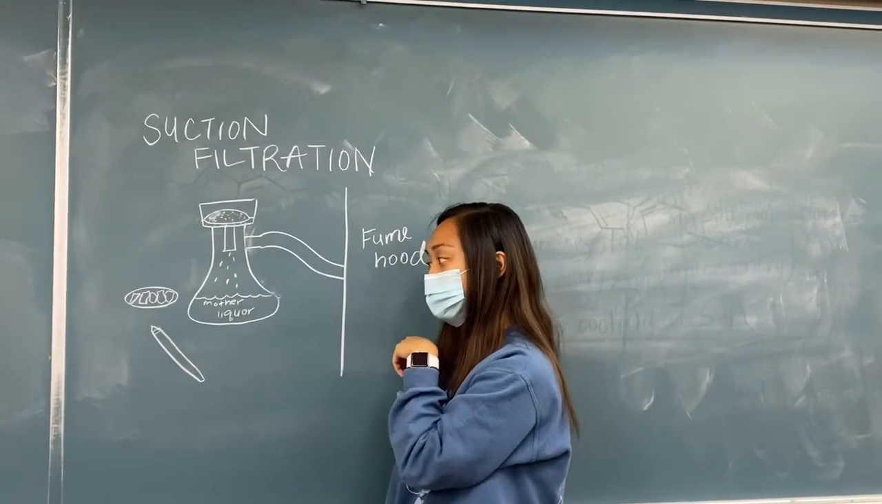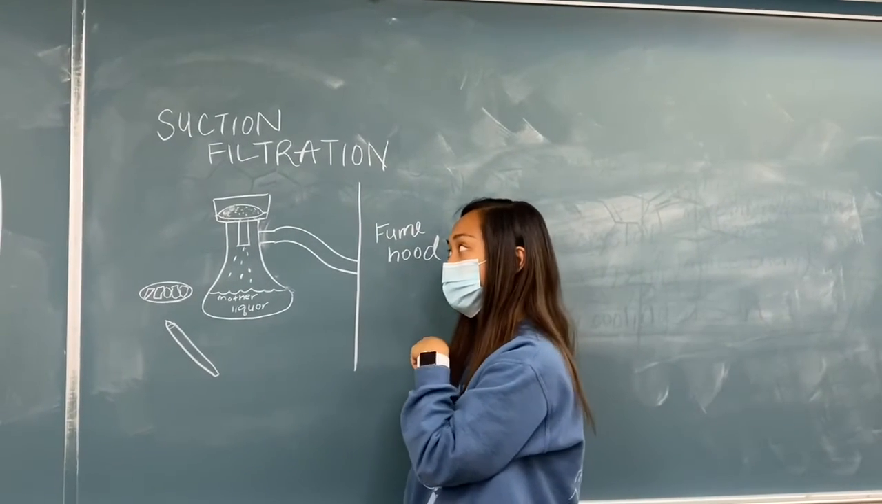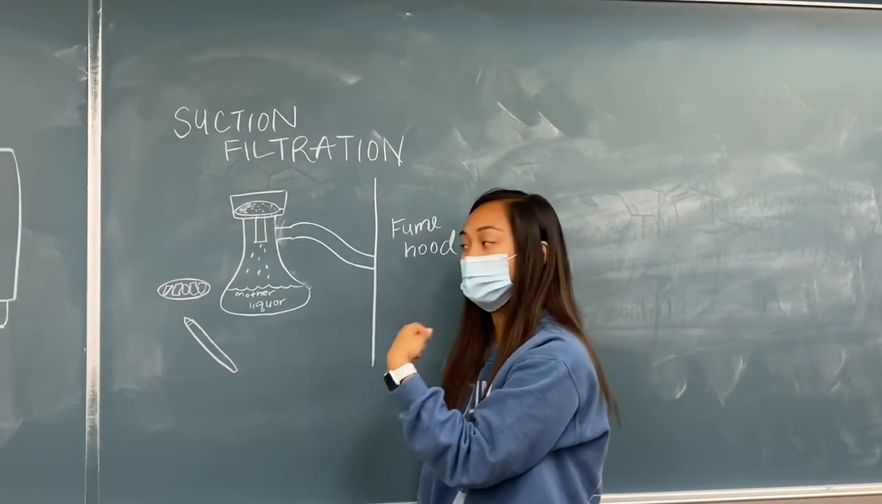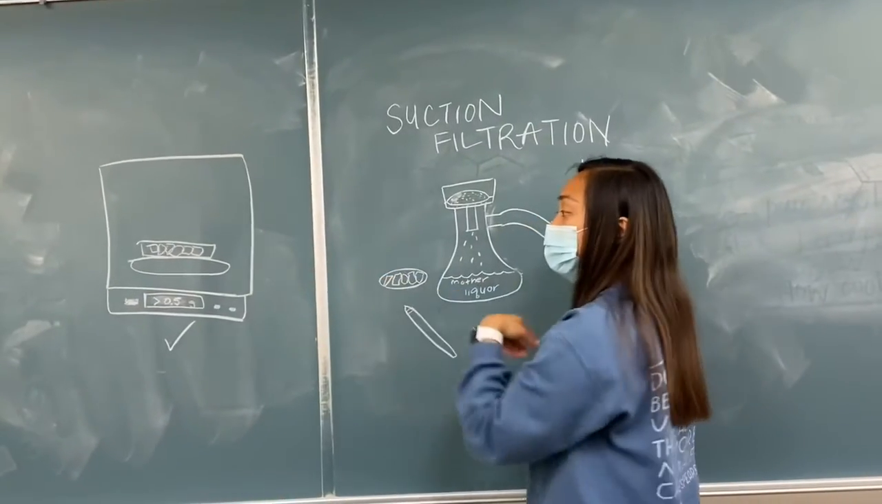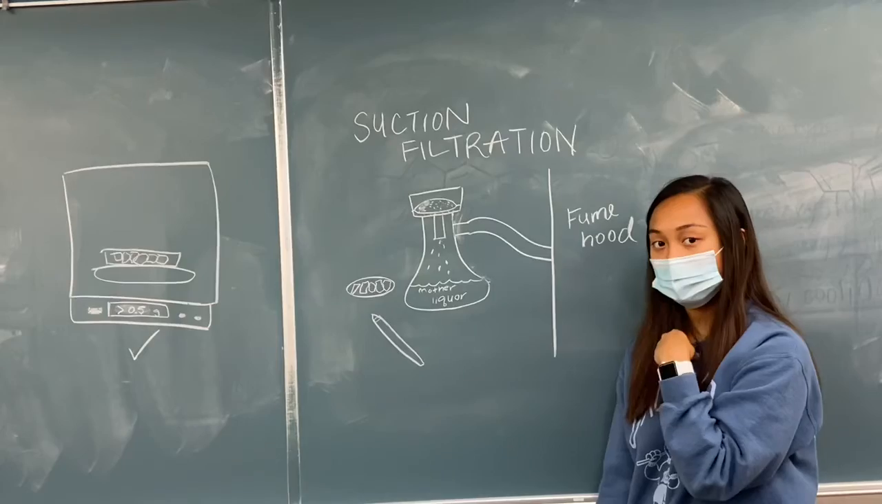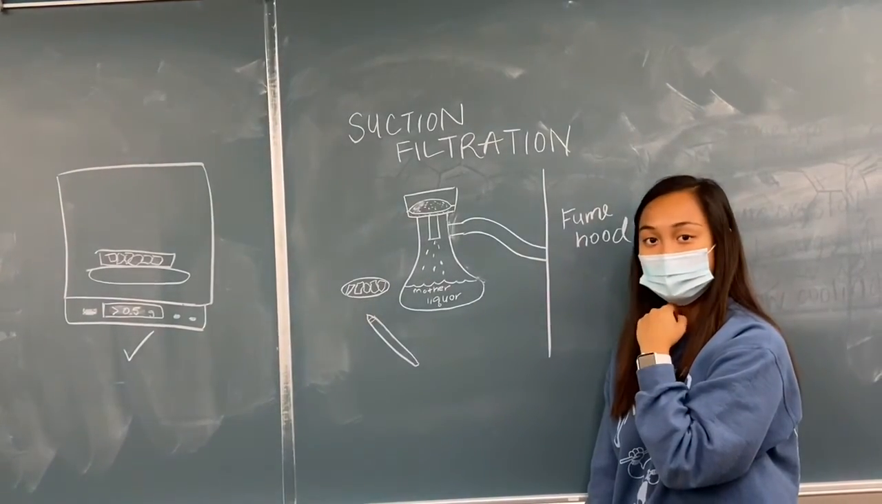After that, you're going to take a scoopula, and after it's all dried at the top, you're going to scrape those crystals and put them on the weighing paper of the weighing scale, and you should be able to get 50% recovery or greater than 0.5 grams of acetanilide crystals.